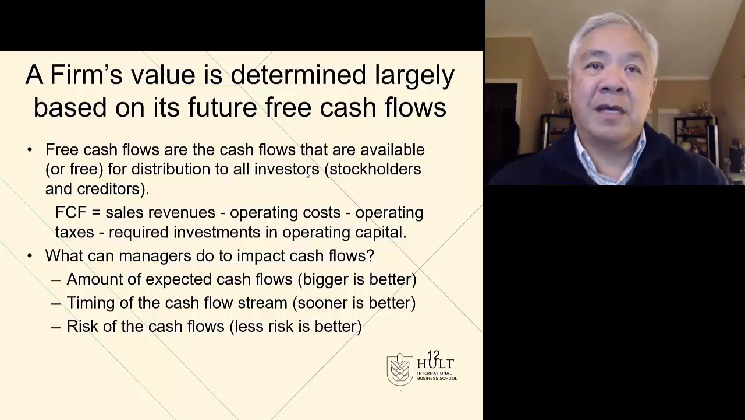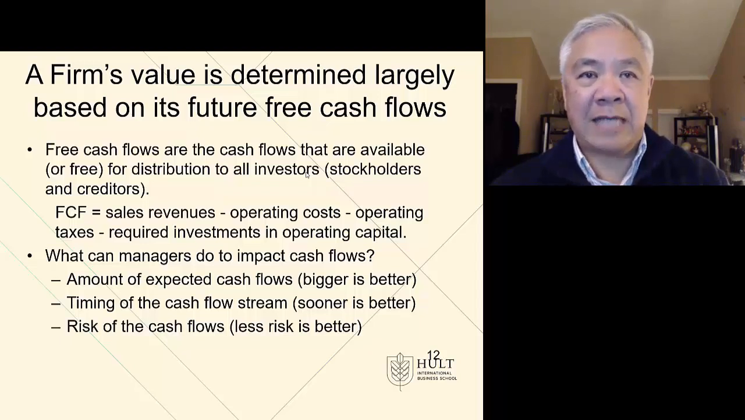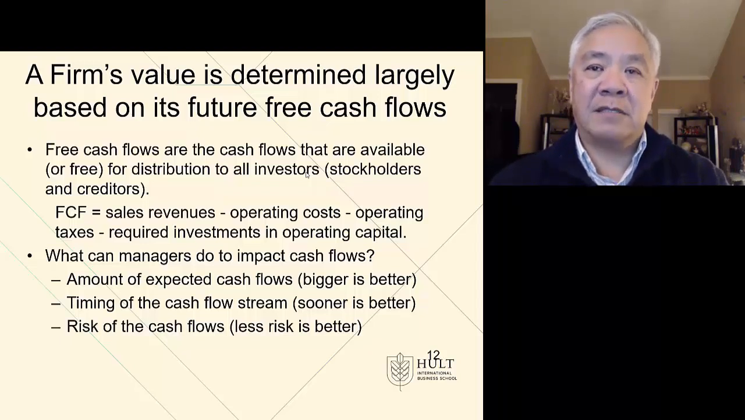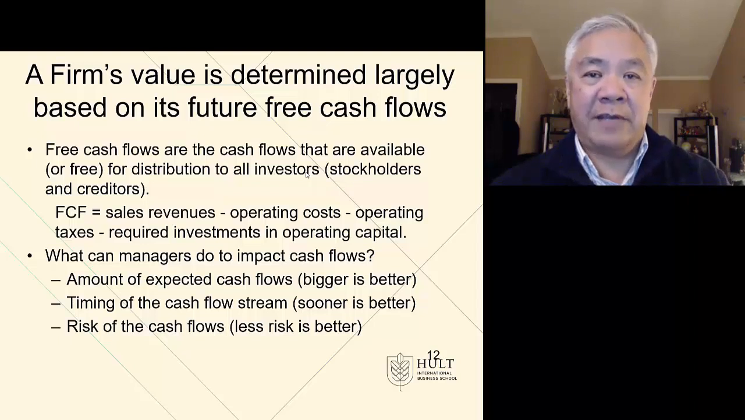So in formula terms, free cash flow equals sales revenues minus the operating costs, minus the operating taxes, namely taxes on operating income, minus required investments to maintain the business. The number that's left over is what's available to distribute to the investor. So what can managers do to impact the cash flows? The amount of expected cash flows: the more cash flows, the better. The timing of the cash flows: the sooner the better, because money today is worth more than money 10 years from now. And the risk of cash flow: the less risk, the higher the value of that prospective flow.